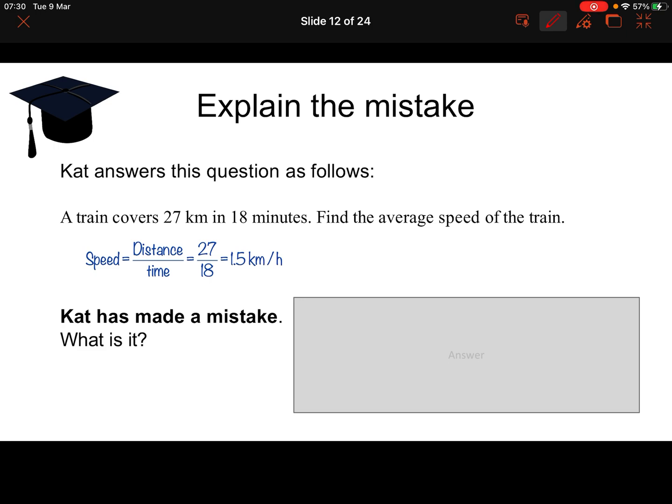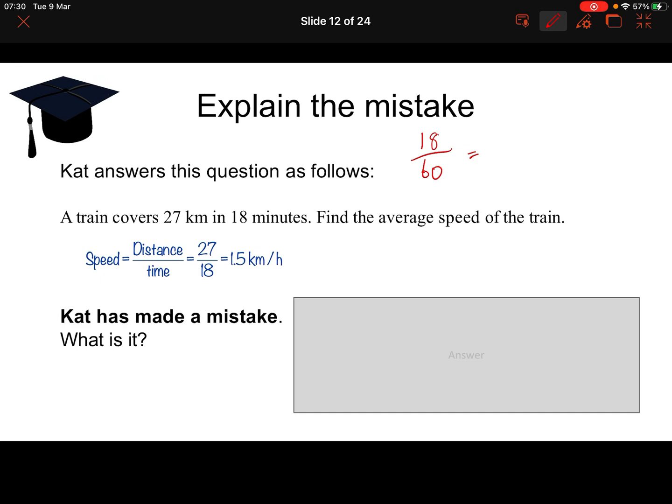Well, let me tell you something. Trains do not travel at 1.5 kilometers per hour. If they did, you'd be extremely frustrated because you'd get nowhere fast, okay? What this student has done wrong is we've done kilometers divided by minutes and then given our answer in kilometers per hour. It would be true that we're traveling 1.5 kilometers per minute, but we're not traveling 1.5 kilometers per hour. So we need to change 18 minutes into hours.